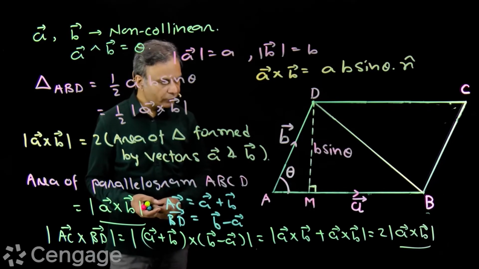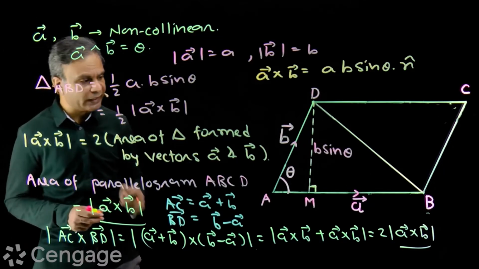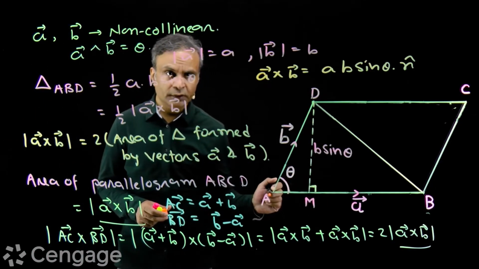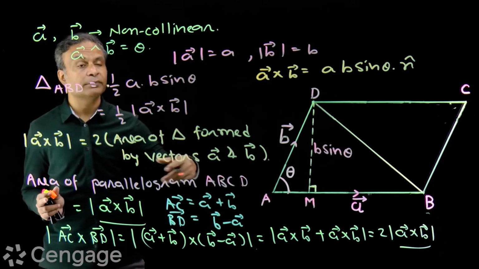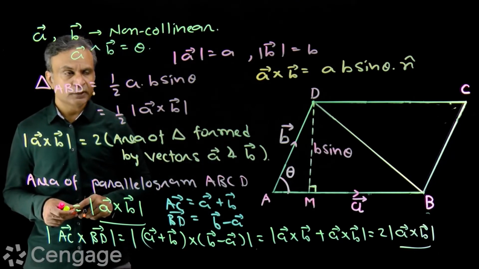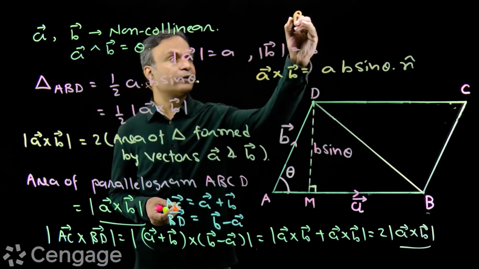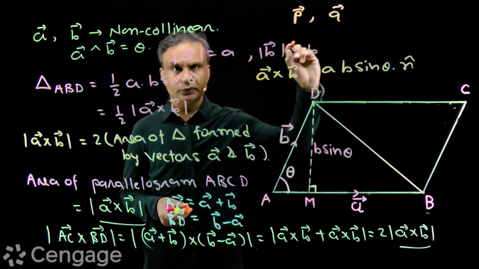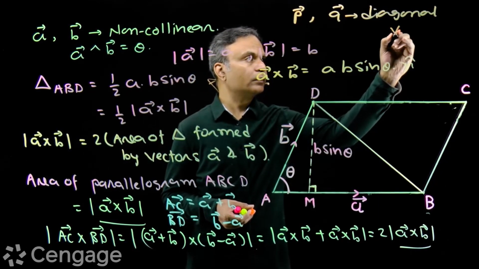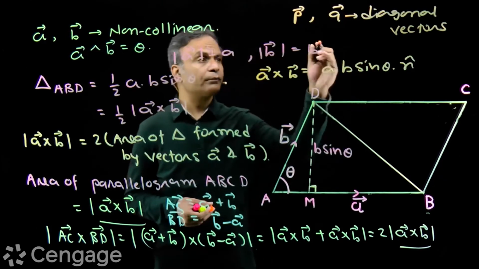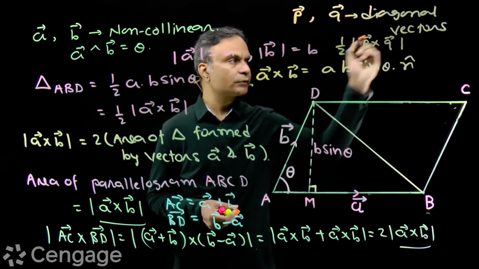So we have the formula that the modulus of the cross product of diagonal vectors of a parallelogram is twice the area of the parallelogram. So if diagonal vectors of a parallelogram are given, suppose the diagonal vectors are P and Q, then the area of the parallelogram will be half of modulus of P cross Q.